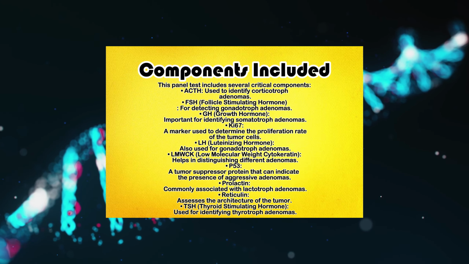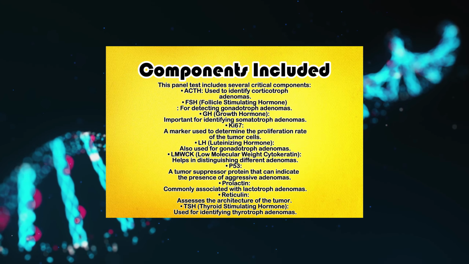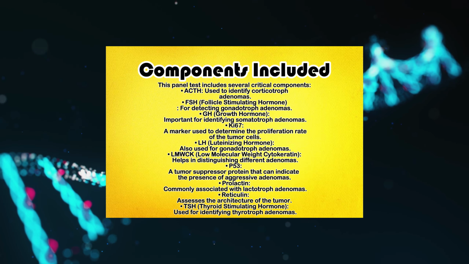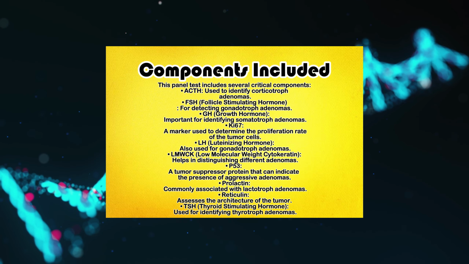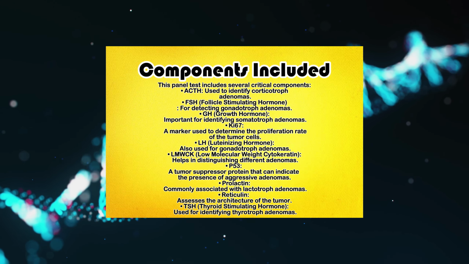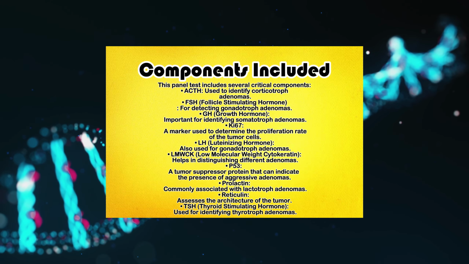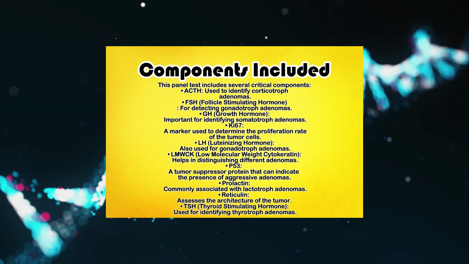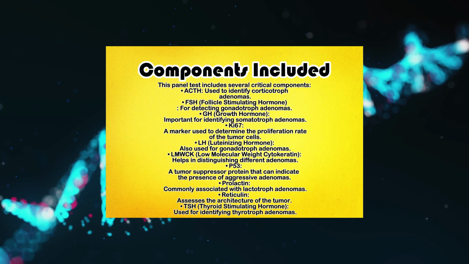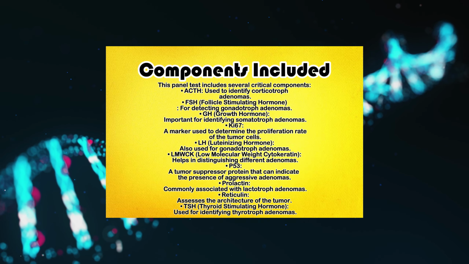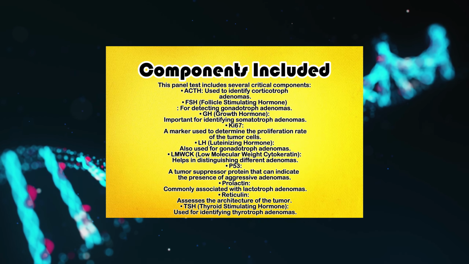Ki67, a marker used to determine the proliferation rate of the tumor cells. LH, luteinizing hormone, also used for gonadotroph adenomas. LMWCK, low molecular weight cytokeratin, helps in distinguishing different adenomas. P53, a tumor suppressor protein that can indicate the presence of aggressive adenomas.